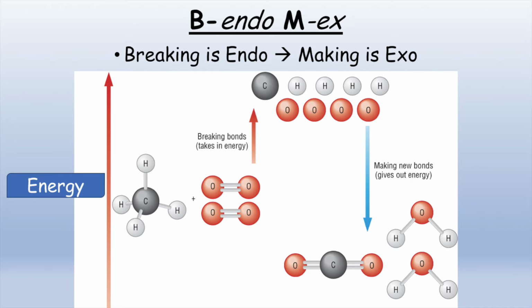We can think of the change in energy over the course of the reaction in 2 parts. The energy needed to break the bonds of the reactants and the energy released when new bonds are made. I remember this using the phrase bendomex. So breaking bonds requires energy, so it's an endothermic process, and making bonds give out energy, so it's an exothermic process. This means that all reactions have exo and endothermic parts, but whether more energy is taken in or more energy is given out decides if it is endo or exo.